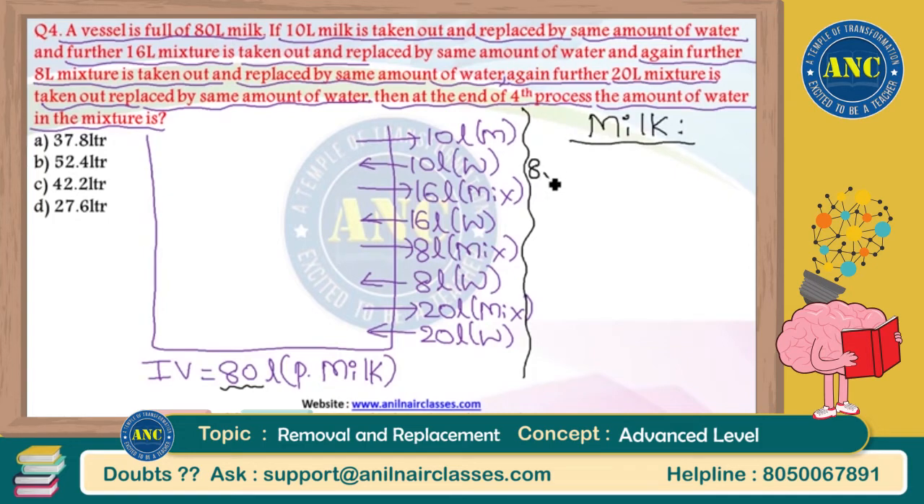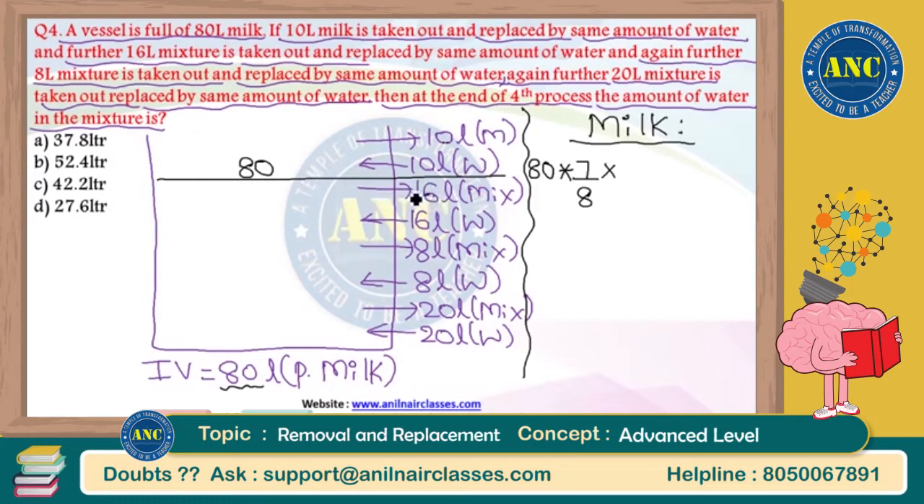Initially 80. Let me write it a little smaller so that I can fit everything in one line. Initially 80. 10 out of 80 is taken out, 1 by 8 is taken out. Remaining is 7 by 8. That means from 80 I took 10, it became 70. I added 10, so it became 80 once again.